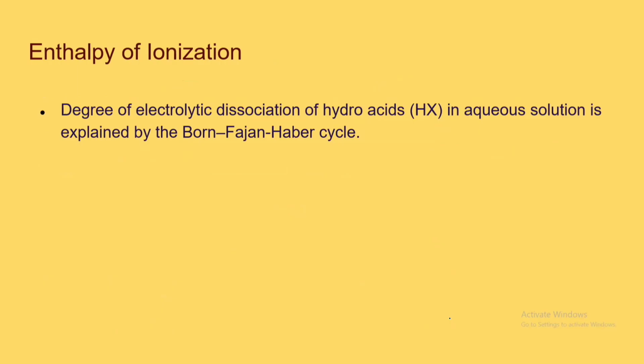So mainly the acidic strength of the hydroacids depends on electronegativity as well as the atomic size. Now, the factors which influence the degree of electrolytic dissociation of the hydroacids in the aqueous solution can be explained by making use of this Born-Haber cycle. Okay, so now suppose I'm talking about the acidic strength of the acid HX, so it can be written as: it forms H plus aqueous as well as X minus aqueous. So delta H, right? This is the change in the enthalpy. So let us look into how the value of delta H can be found out by making use of the various factors.